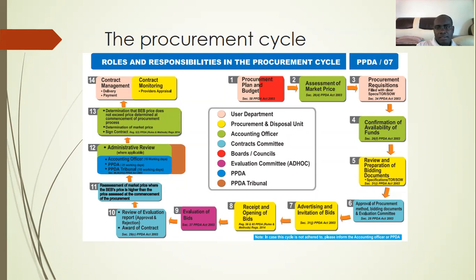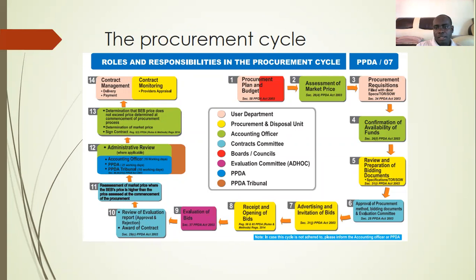Then the second cycle is assessment of market price. The user department goes out there in the market and does market research for their goods and services. The third cycle is procurement requisitions. This is whereby the user department, in conjunction with procurement, solicits specifications and terms of reference for the goods or services that are going to be procured.